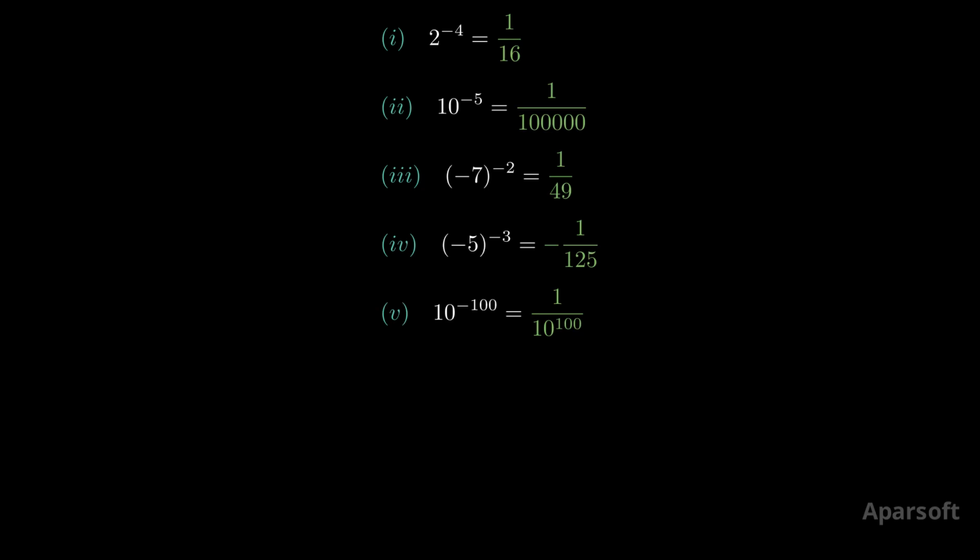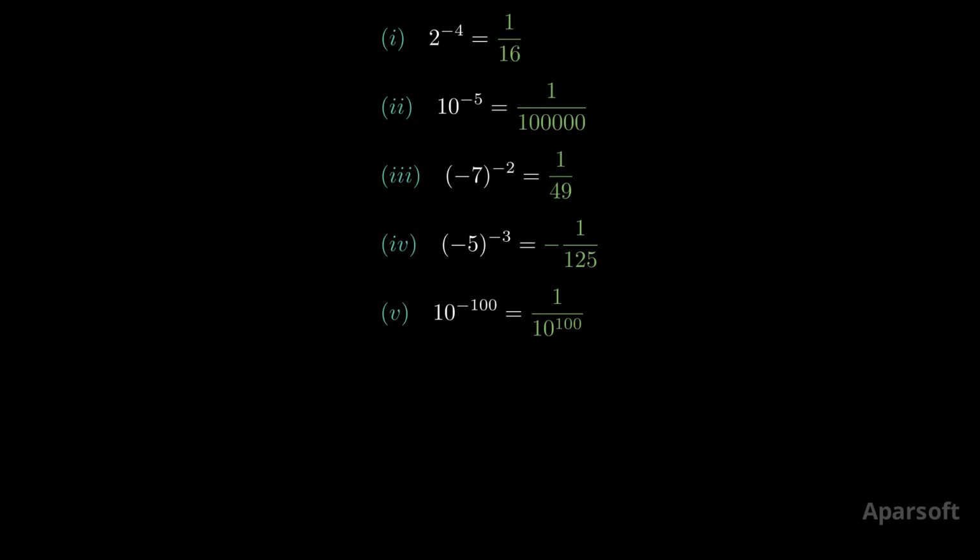Done. Here are all 5 answers. 2 to the negative 4 is 1 over 16. 10 to the negative 5 is 1 over 1 lakh. Negative 7 to the negative 2 is 1 over 49. Negative 5 to the negative 3 is negative 1 over 125. And 10 to the negative 100 is 1 over 10 to the 100.